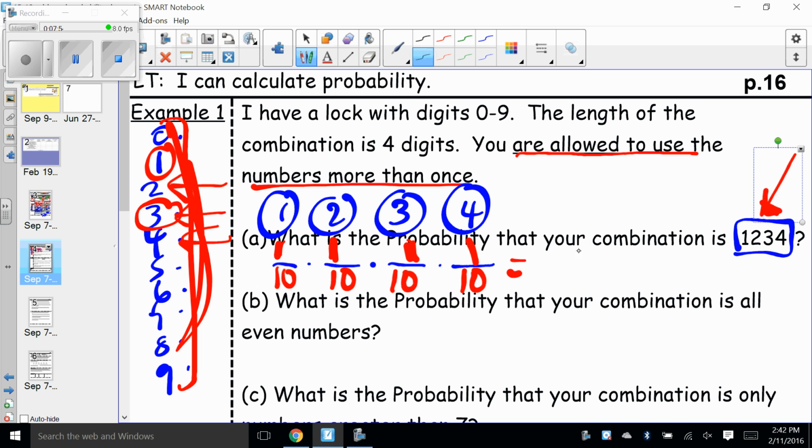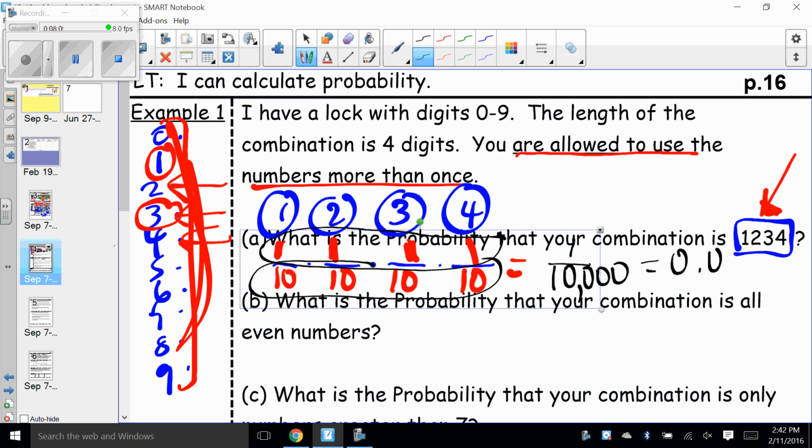So I'm going to go ahead and multiply the numerators, 1 times 1 times 1 times 1, and multiply the denominators, which gives me a 1 out of 10,000 chance. If we divide 1 by 10,000 and multiply by 100, that's a 0.01% chance that I get that locker combination of 1, 2, 3, 4.